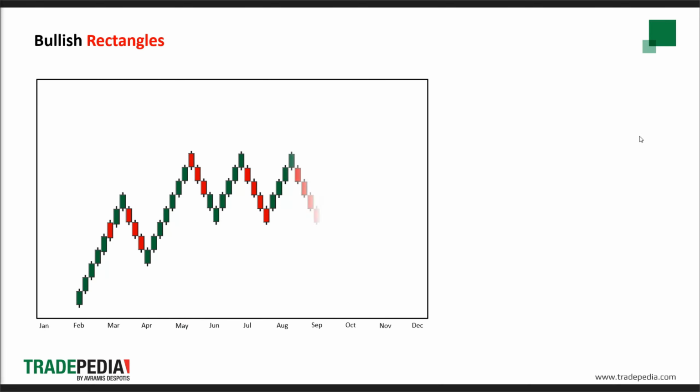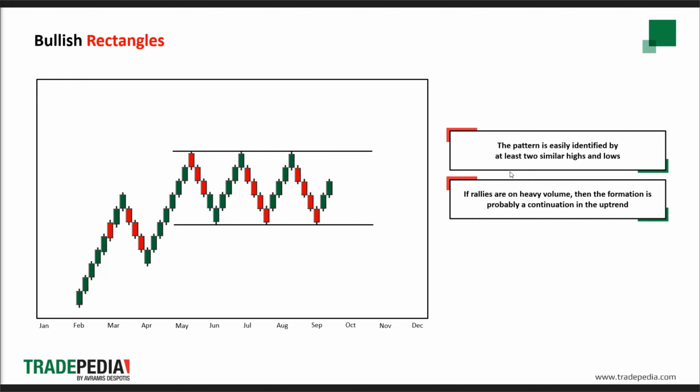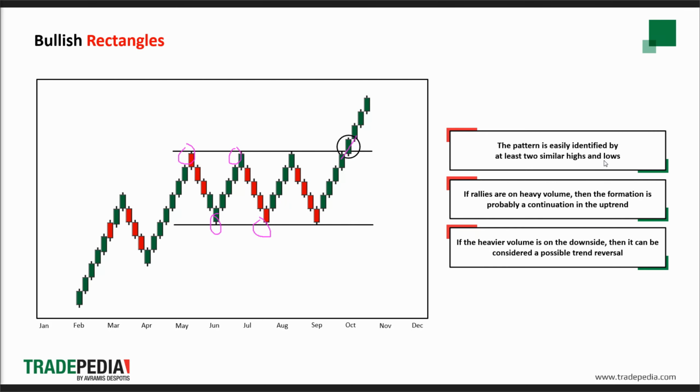So next we will be looking at the bullish rectangle. This pattern is easily identified by at least two similar highs and two similar lows. Over here, what they are referring to is these two similar highs as well as two similar lows. If rallies are on heavy volume, then the formation is probably a continuation of the uptrend. If the heavier volume is on the downside, then it can be considered a possible trend reversal.